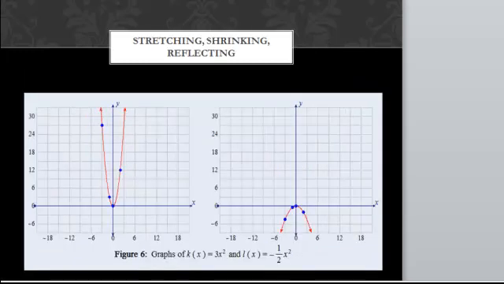Then we have some stretching, shrinking, and reflecting. If you multiply your function by a number that's greater than 1, see this 3 right here? We're multiplying our x squared by this number which is greater than 1. What's going to happen is it's going to stretch it vertically, and it's going to get tall and skinny. So this is a vertical stretch.